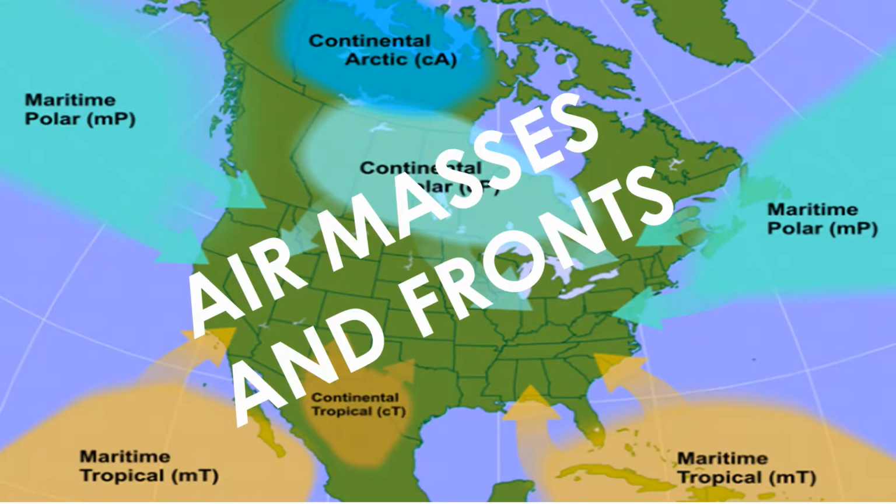So the next note section we're going to get into is air masses and fronts, and how the movement of air along with the amount of moisture in the air really gives an indication of the type of weather that we get in a certain localized area.